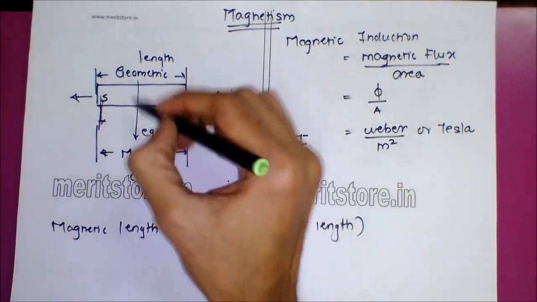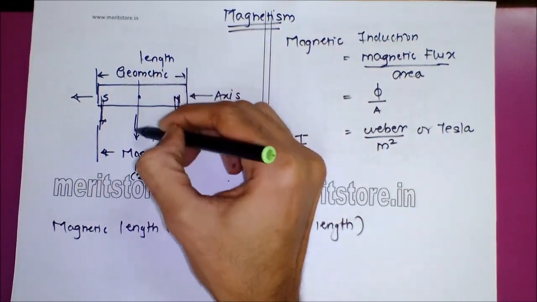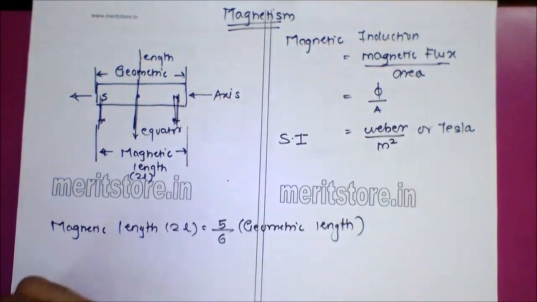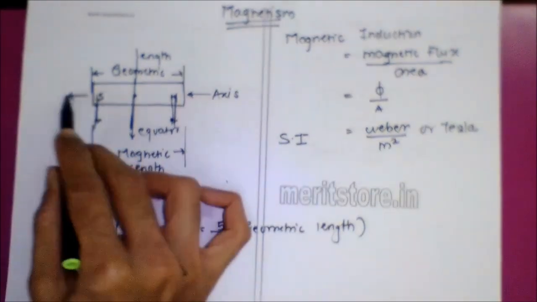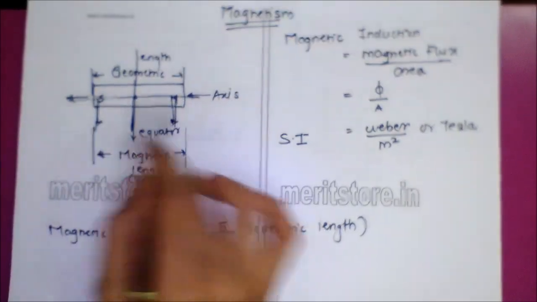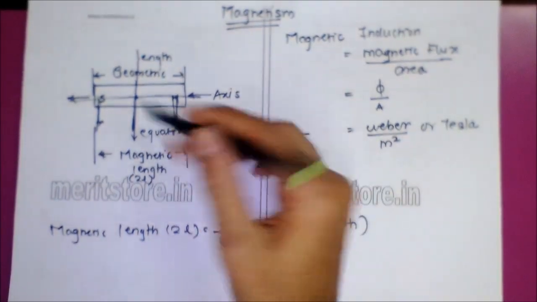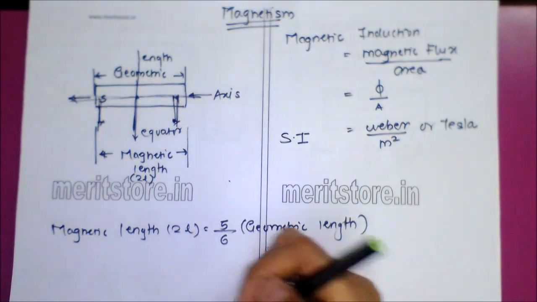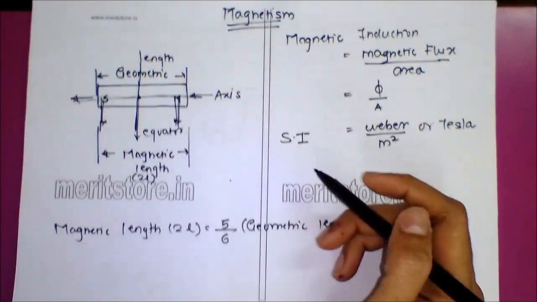Also we have the equator. The equator is the line which passes through the center of the magnet, perpendicular to the axis. Now the axis is nothing but a line passing through both the poles of the magnet. It is called the axis. And the equator is the line passing perpendicular to the axis but through the center of the magnet.